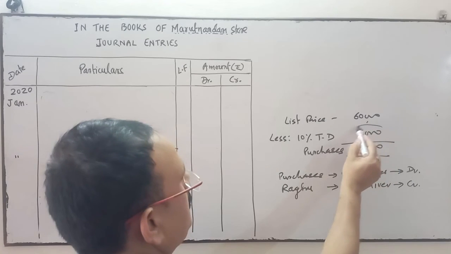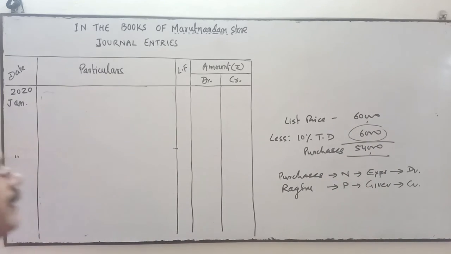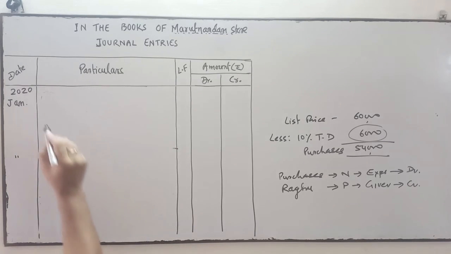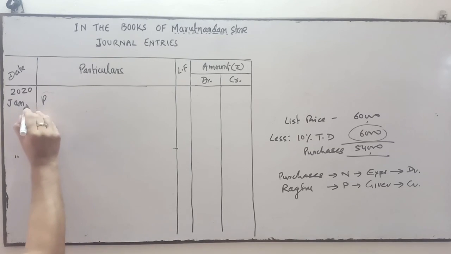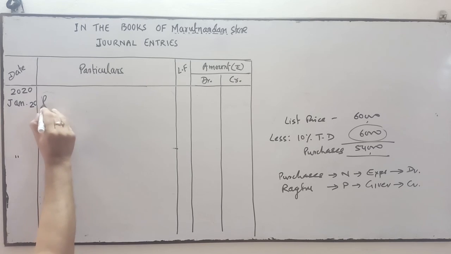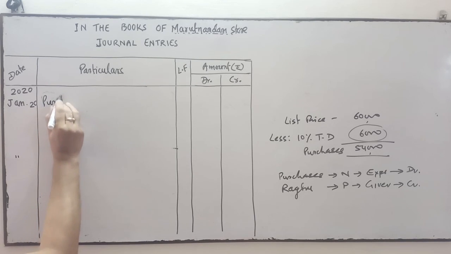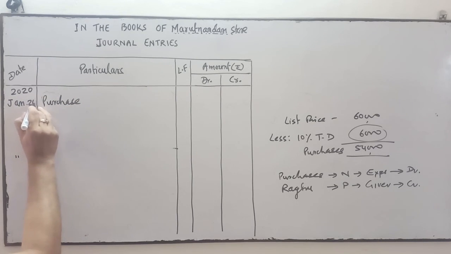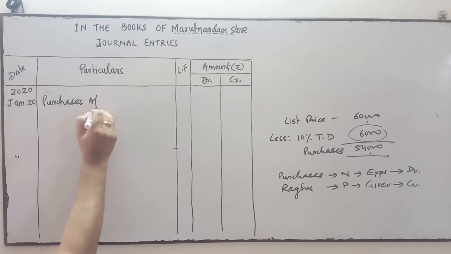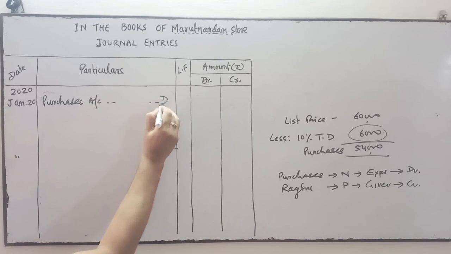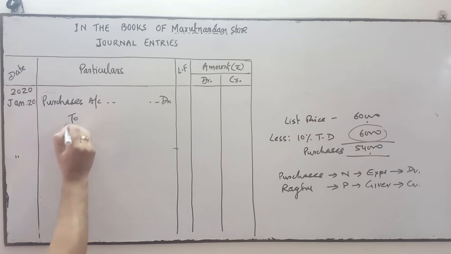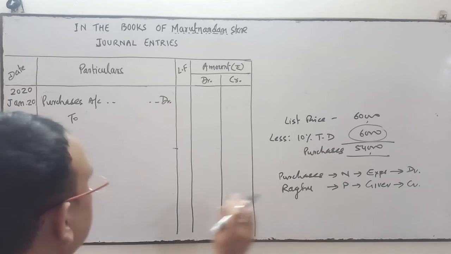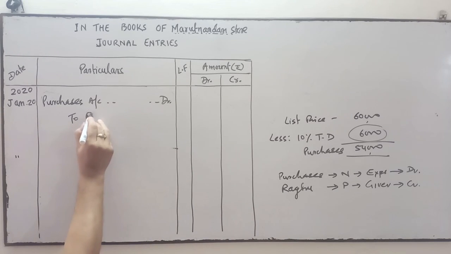This trade discount is not recorded in the books through journal. This will be only given in the narrations. So purchase will be debited. Date is January 20. Purchase account debit, and will credit whose account? Will credit the Raghu account, because Raghu is the giver.